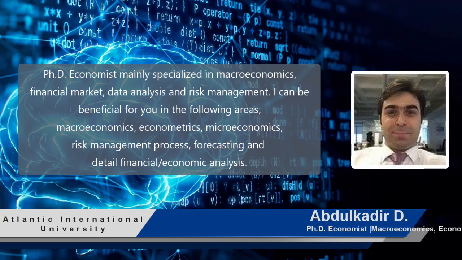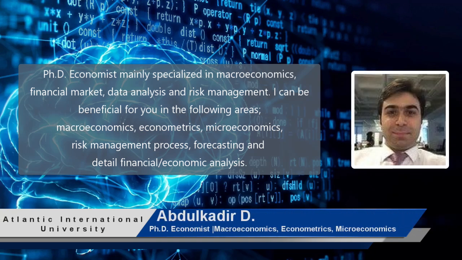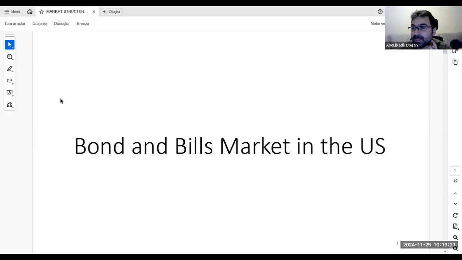Perfect. Today's class is about the bond and bill market in the United States. Treasury bills and government bonds are well-known fixed income financial instruments, with approximately $1 trillion in depth in the United States. Government bonds are generally long-term assets, and Treasury bills are comparatively short-term assets of the United States government and Treasury.